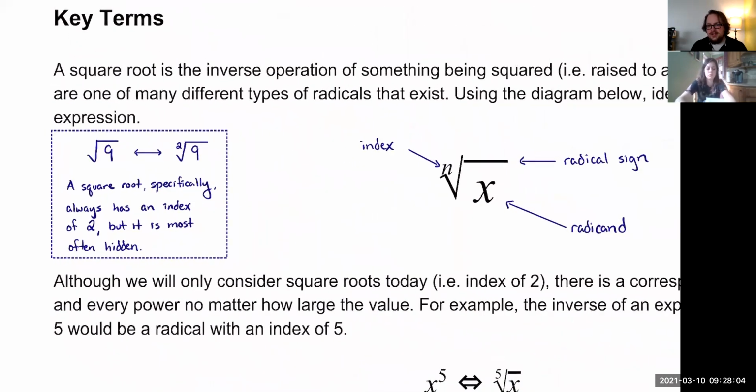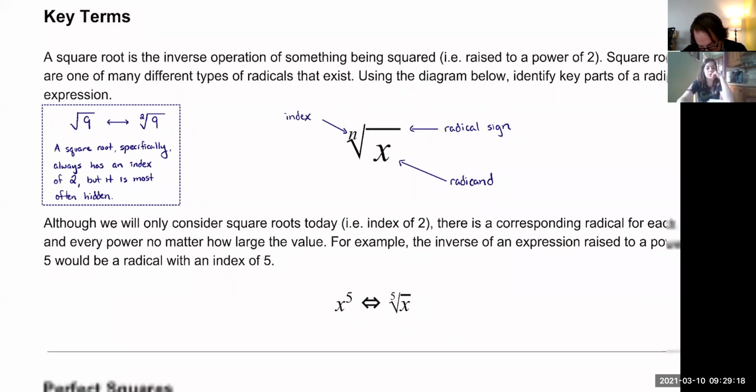So there's the diagram again. So again, the terms that we throw around a little bit: we have the radical sign, which is kind of the main focus today. Everything inside of it is considered the radicand, and the index is the little value outside of the radical sign that tells us which root we're looking for. Now, today specifically, we're going to focus on square roots, but the trick I show you works on all roots.